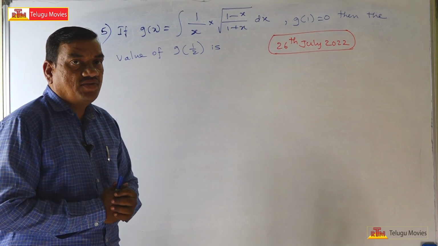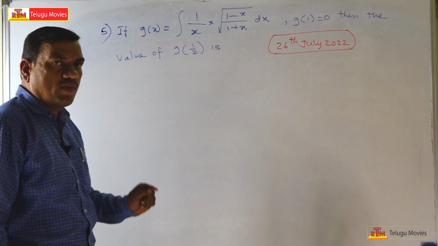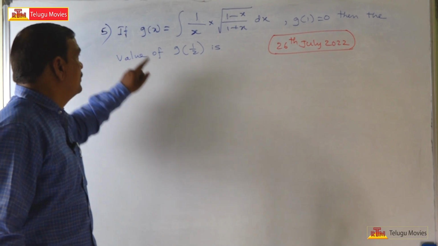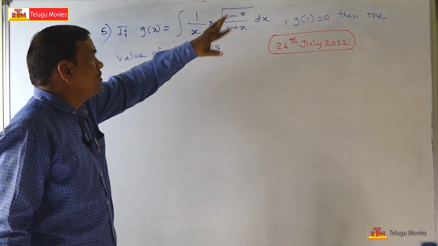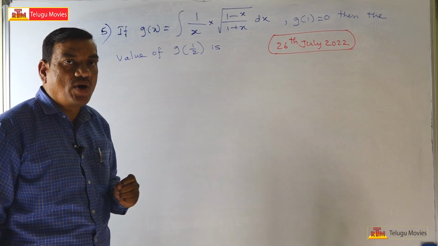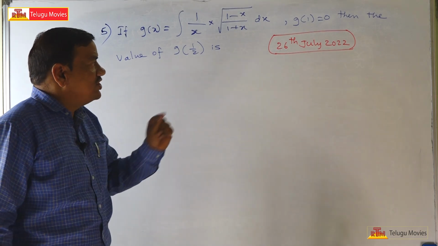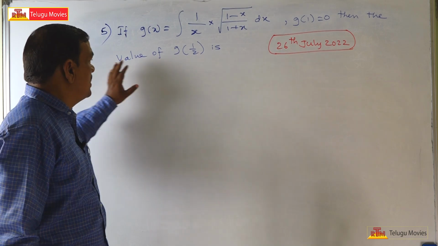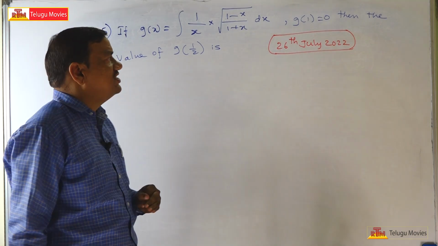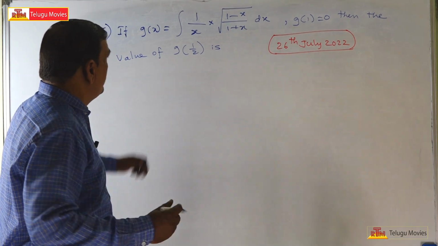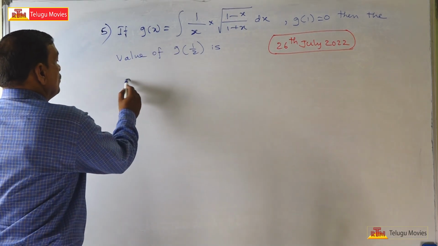So dear students, welcome to the next problem. The problem is from integration. If g of x is equal to the integral of 1 upon x times root of (1 minus x upon 1 plus x) dx, and g of 1 is equal to 0, then find the value of g of 1 upon 2. A very easy problem. First, take g of x is equal to.